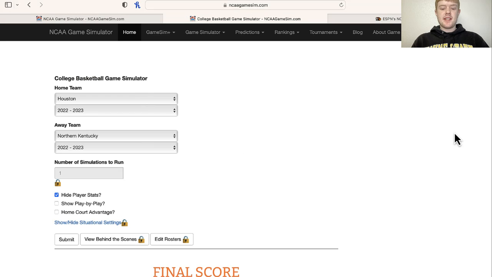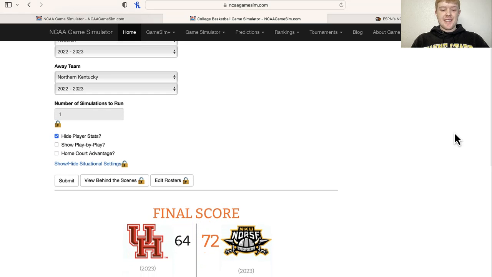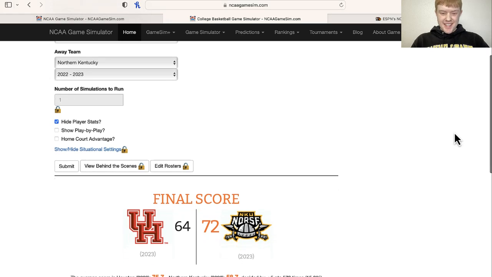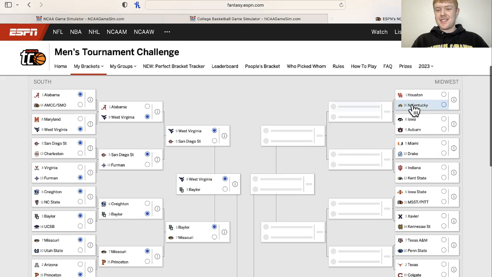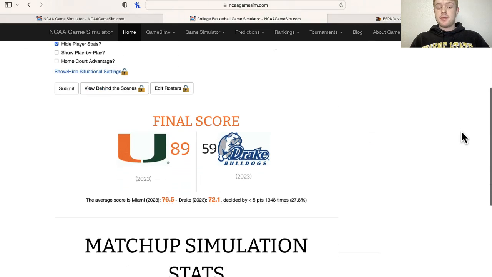Okay, in the first game of this next region, we got the 1 seed versus the 16 seed, and oh boy. The 16th seed, Northern Kentucky, is going to beat Houston. Well, we gotta do what the simulator says. So 16 seed moves on for the second time in the history of the tournament. Next up, we got the 5 versus the 12 seed, Miami versus Drake, and Miami's gonna blow Drake out.